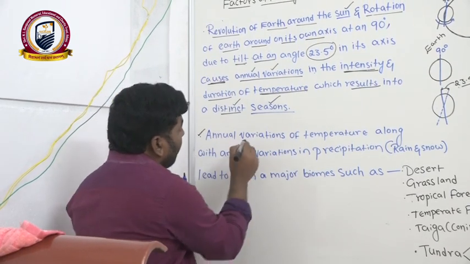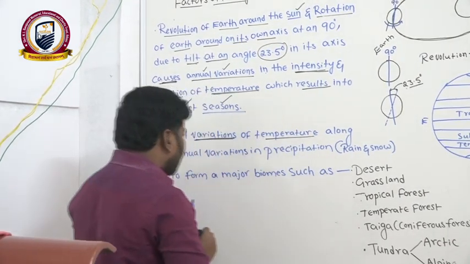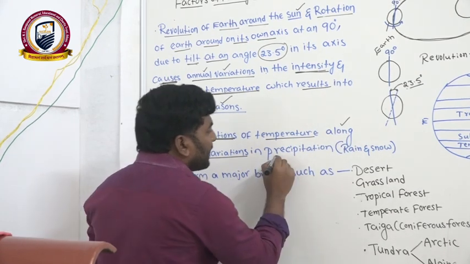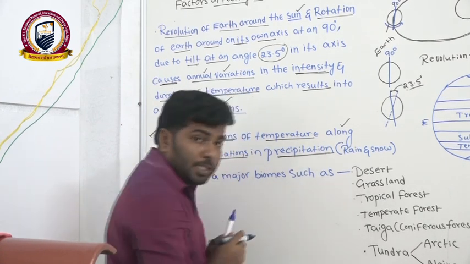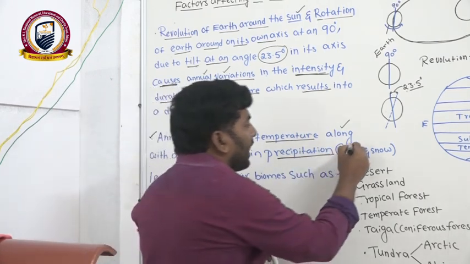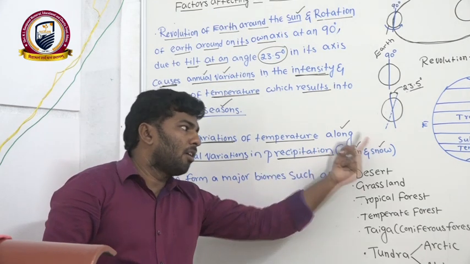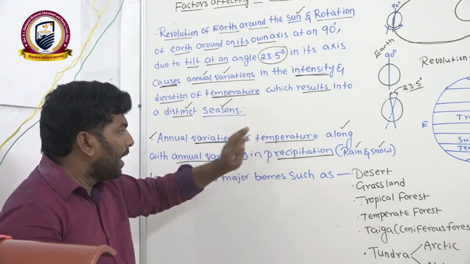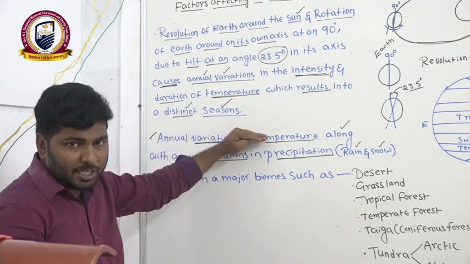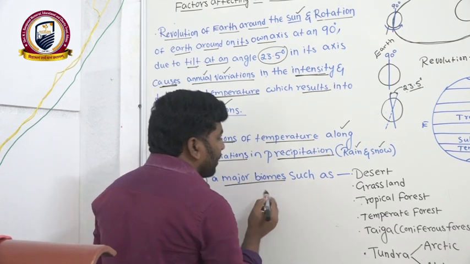Next one, annual variations, year-wise variations of temperature, and along with temperature, annual variations in precipitation. What is the meaning of precipitation? Precipitation means nothing but rain and snow. Precipitation means not only the rain, but also the snow. Changes in the precipitation as well as changes in the temperature annually lead to the formation of major biomes.